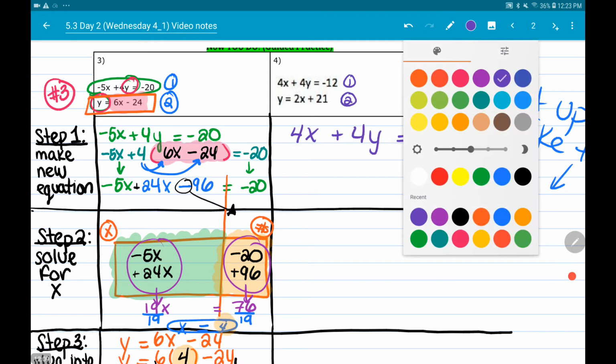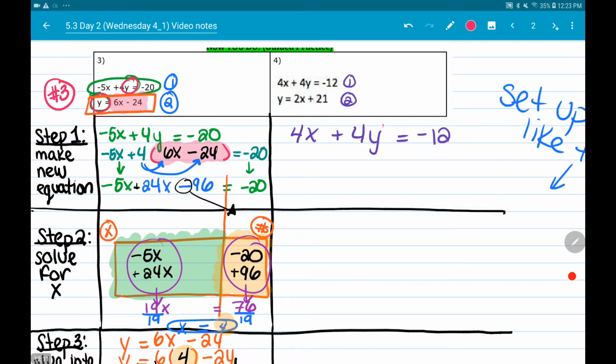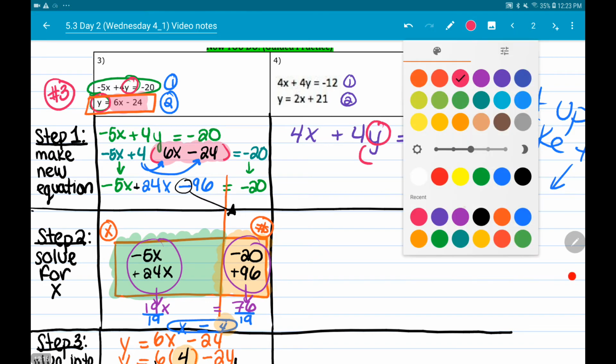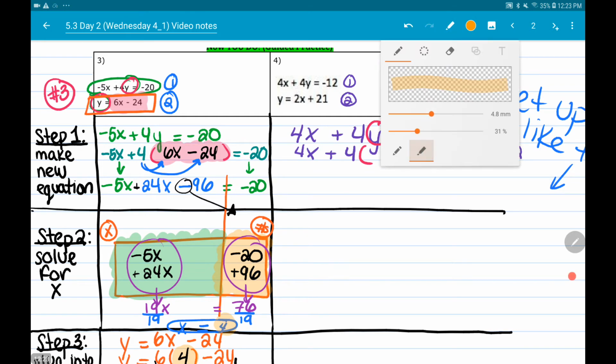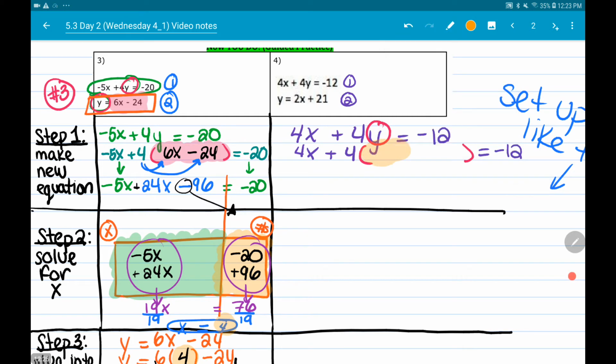All right, and now what I'm going to do is replace my y with a big set of parentheses. Remember, everything else stays exactly the same. What is going to go in that big set of parentheses? All right, you should have gotten 2x plus 21 inside the parentheses because in equation 2, that's the one isolated for y.